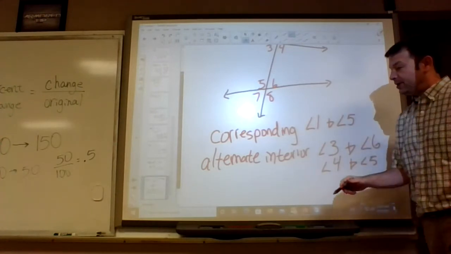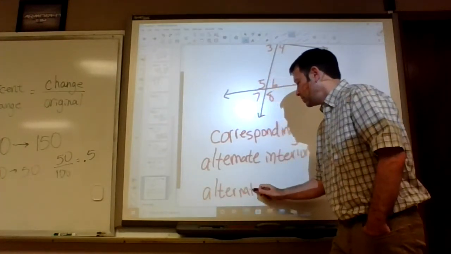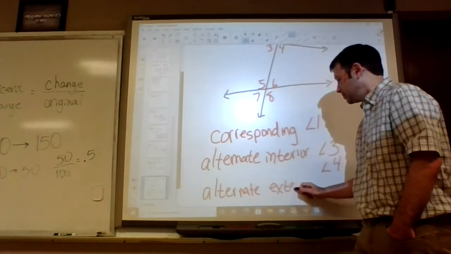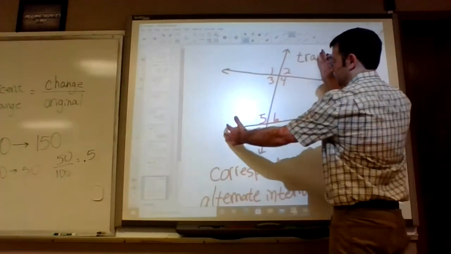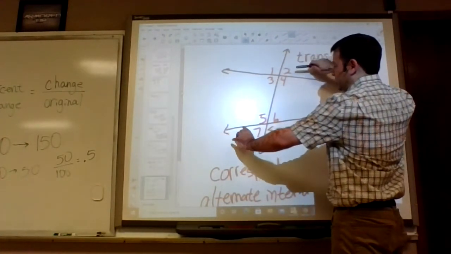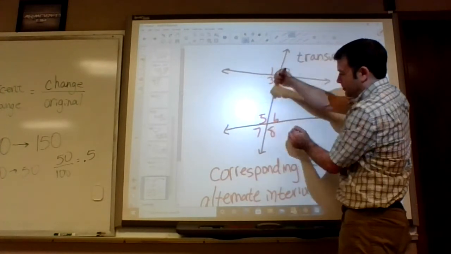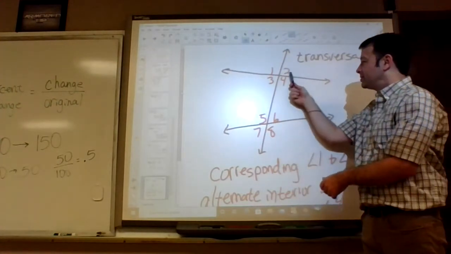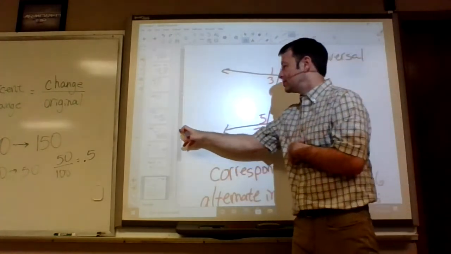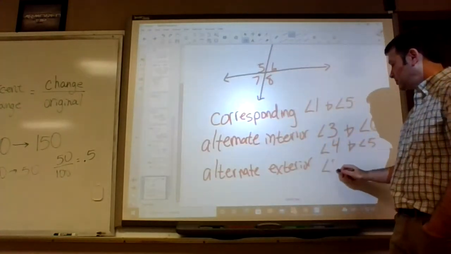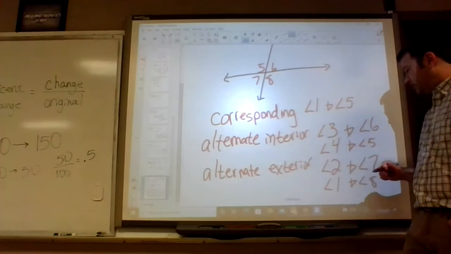If that's alternate interior, guess what alternate exterior is? Alternate sides means opposite sides, but they're exterior, outside of the two lines. So it would be 2 and 7, and 1 and 8. Those are alternate exterior. Let's put 2 and 7, 1 and 8.